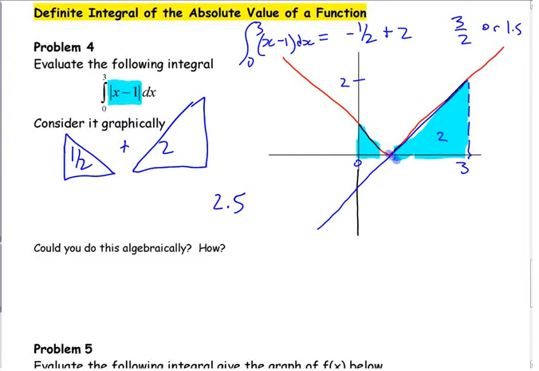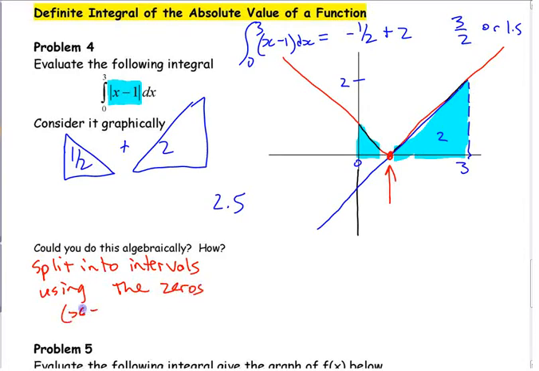If you want to do it completely algebraically, without looking at the graph, you need to find this point. You need to split it into 2 intervals using the zeros, or in other words, x-intercepts. So instead of 0 to 3, we'll write the integral from 0 to 3 of absolute value again.